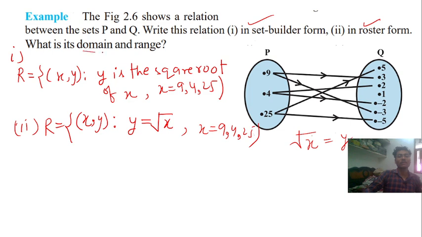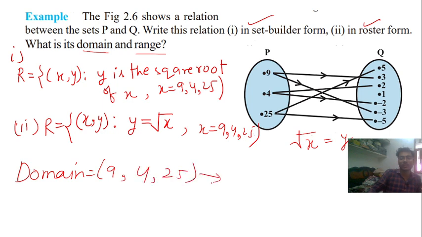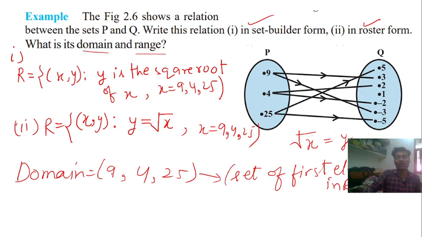Now we will have to write the domain and range. Okay, so what is domain? Domain is the set of first element. Okay, so set of first element is 9, 4 and 25. So this is our domain and answer. What is domain? Set of first element in relation R. Means you will have to write the set of first element from the relation part only.